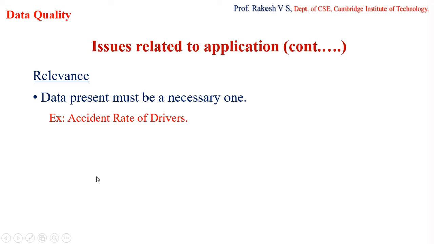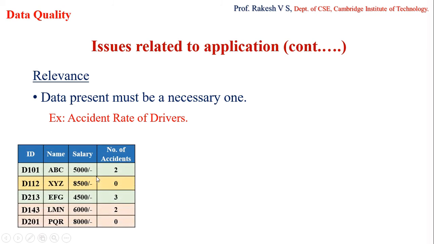The next issue is relevance. The data available must contain the information necessary for the application. Consider that I have a particular data set where I'm identifying the accident rate of drivers. Say I am finding the accident rate of the drivers based on their age group as well as on gender. This is the data set that is given to me, and they've asked me to perform the analysis based on the age group and the gender.